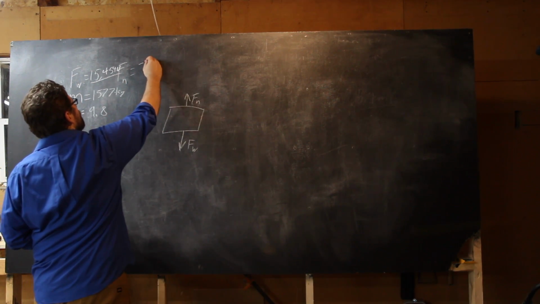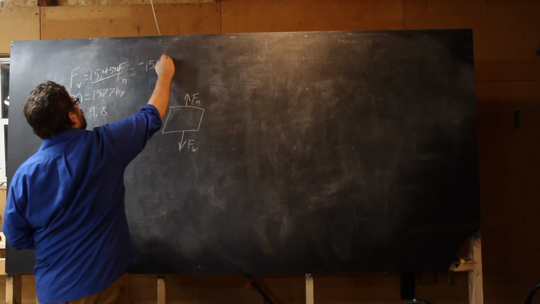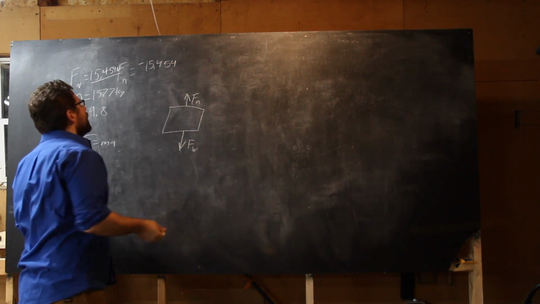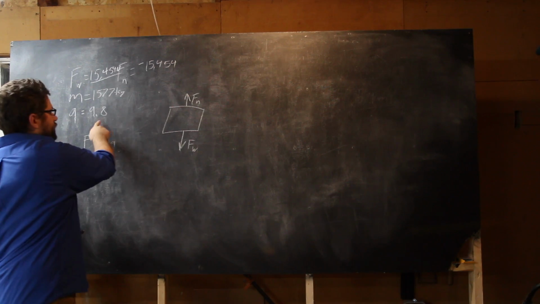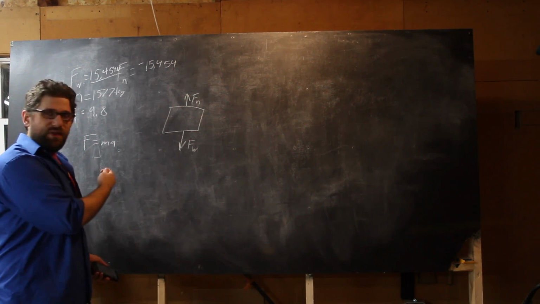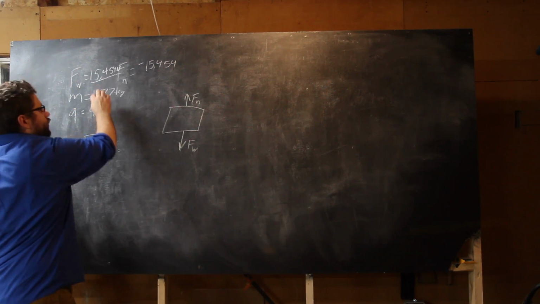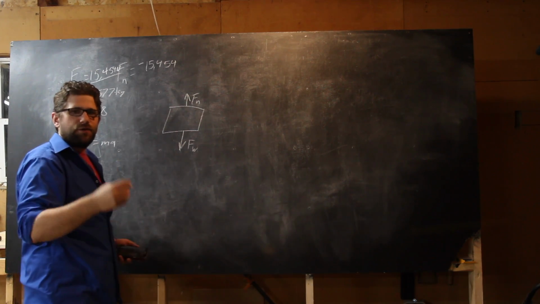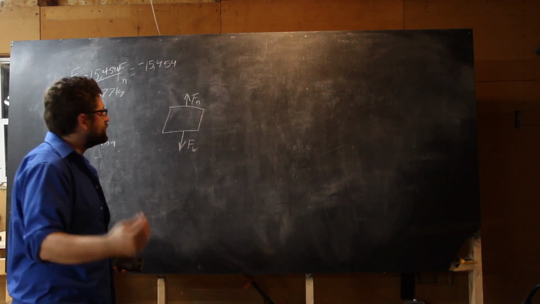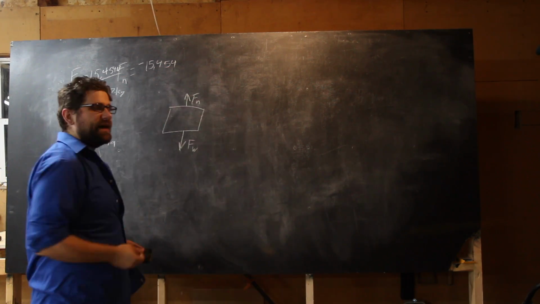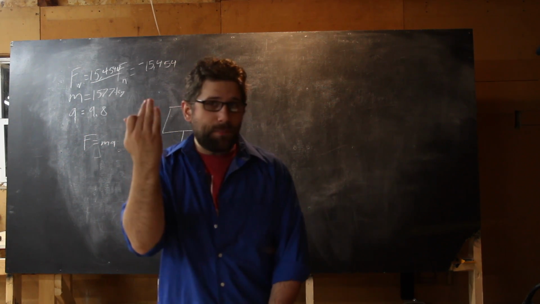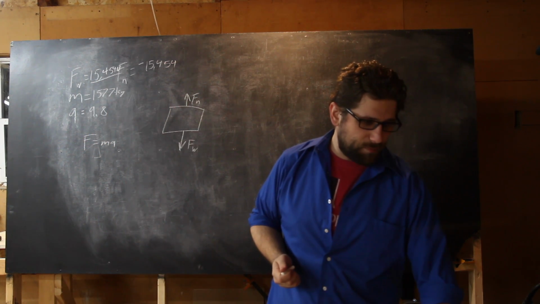So that's going to be a negative 15,454. Now notice, I've set my acceleration to positive just the way that I wrote it. So therefore my force going down must also be positive. We're still keeping our frames of reference the same. And then my force normal has to be the opposite. So if it's going up, it is negative according to this frame of reference.